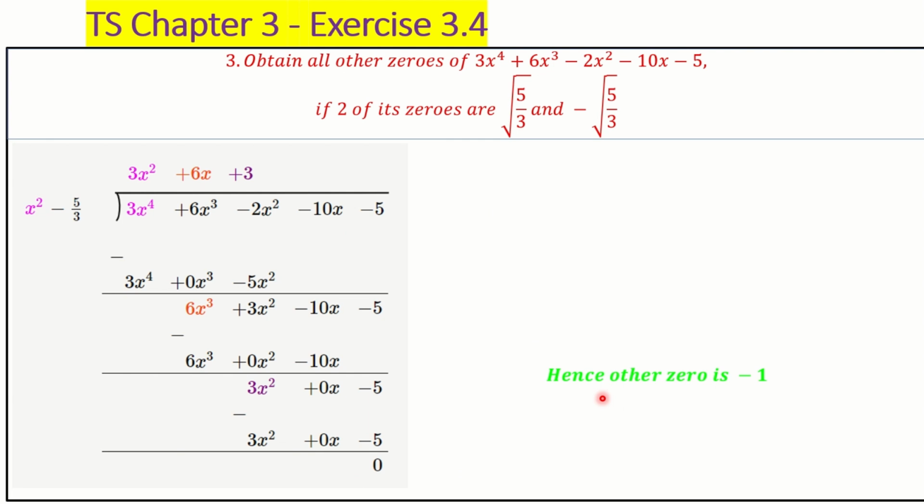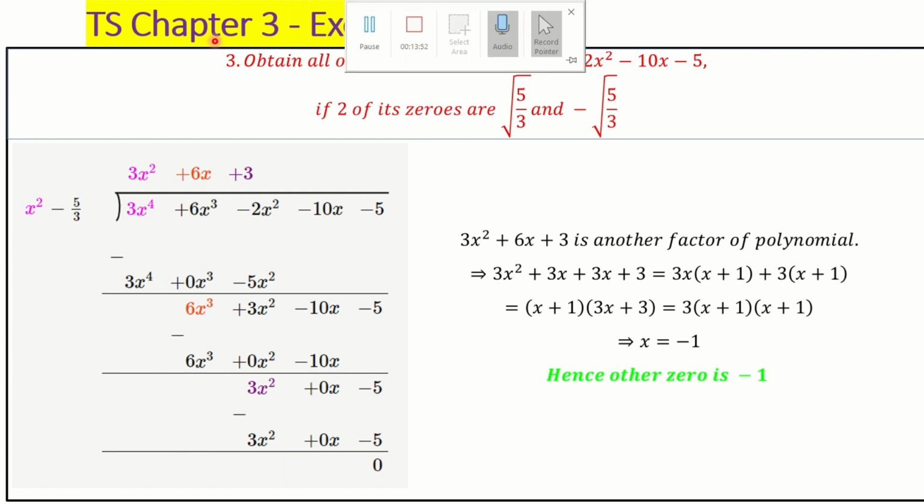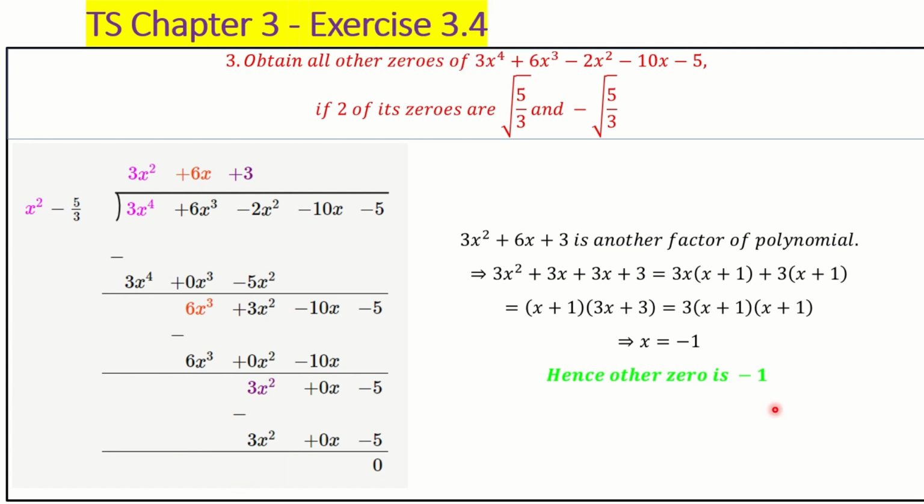So 3x square plus 6x plus 3 is another factor. Now you can factorize it, basically x plus 1 into 3x plus 3. 3x plus 3 is nothing but x plus 1. So basically you have x plus 1 whole square as the other factor, which means the other zero is only x equal to minus 1. This is the only other zero. Even though it is x to the power of 4, you have only 3 zeros for this one.